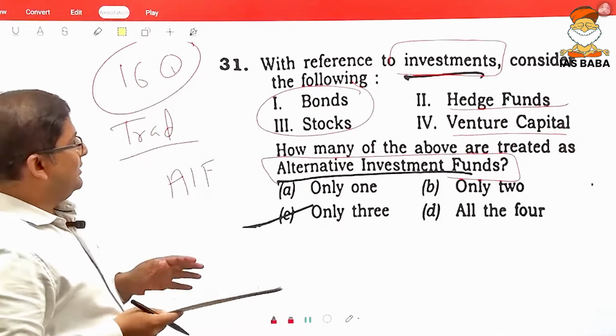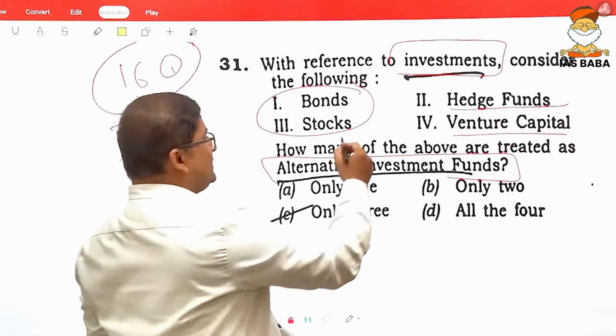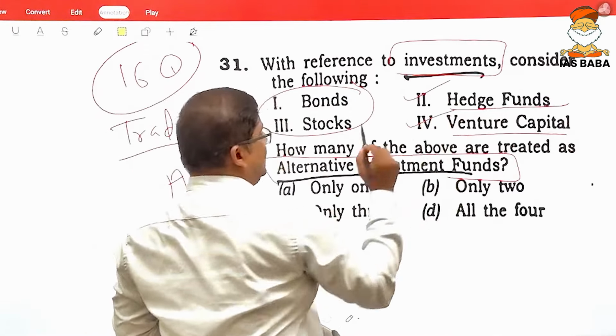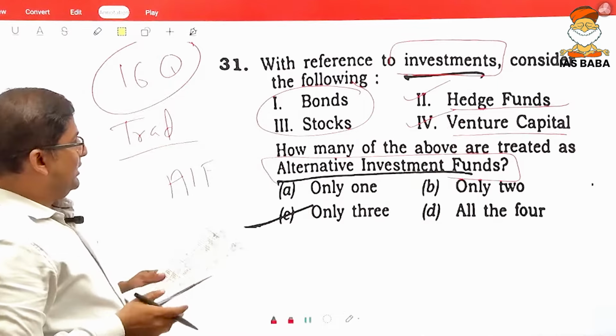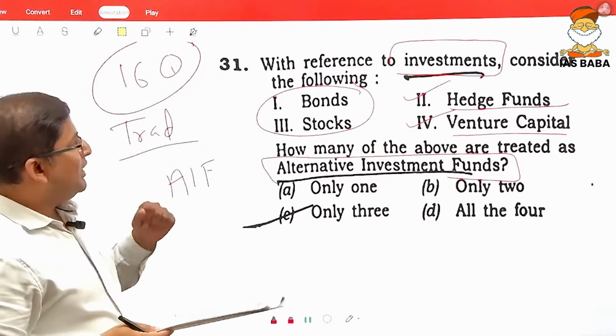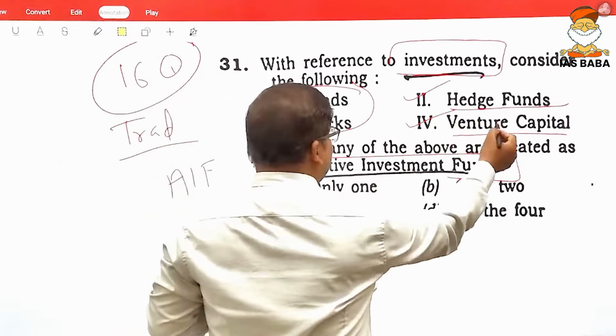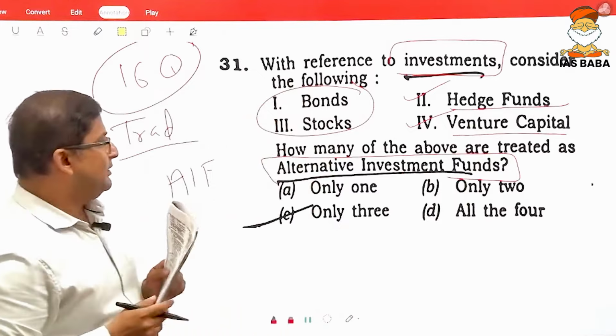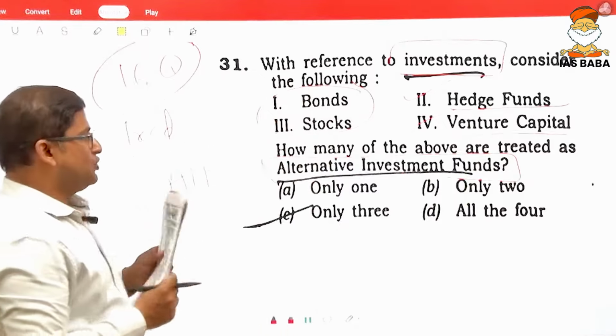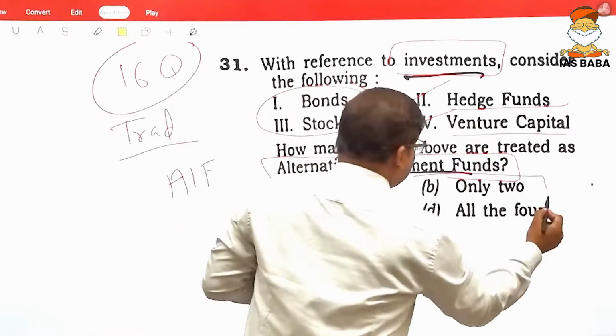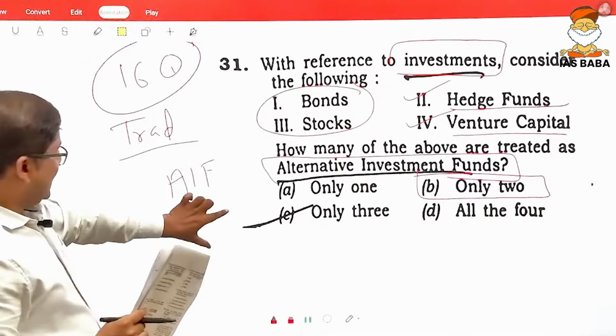So the alternative investment funds here will be hedge fund as well as venture capital fund. According to me, only 2 is correct. Hedge fund and venture capital fund are the alternative investment funds. So the answer would be only 2. Now come to the next question.